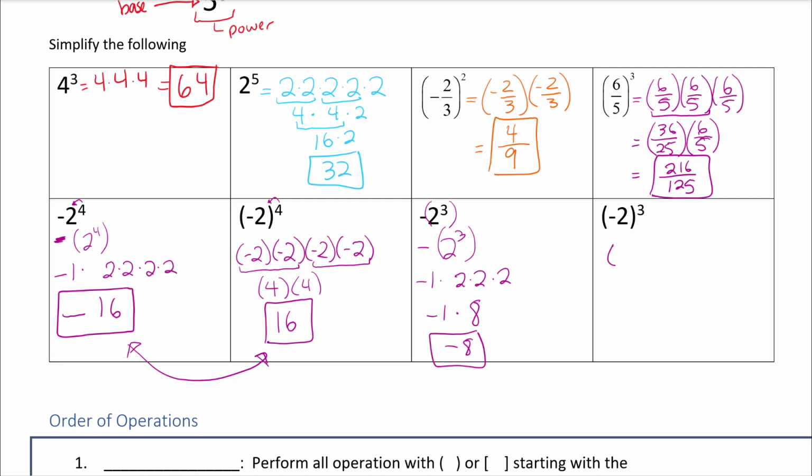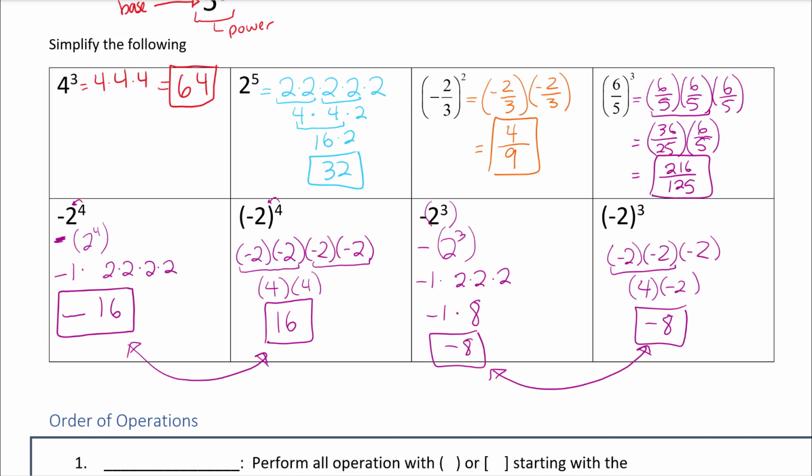Whereas the last one here means negative 2 times itself 3 times. So negative 2 times negative 2 is positive 4, and 4 times negative 2 is negative 8. So notice this one, these two are the same answer. They're both negative, whereas the first two were not the same answer. One was negative, one was positive.